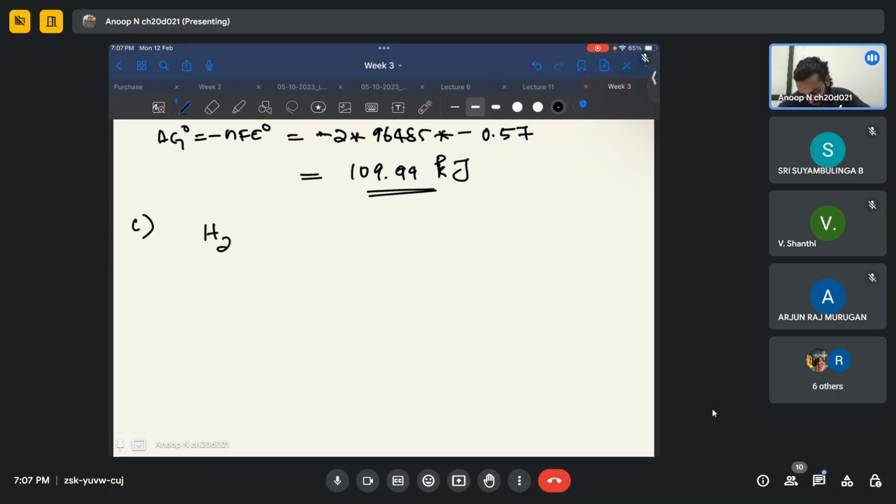So similar question. H2 plus Cu2+ is reversibly giving Cu plus 2H+. So what is anodic and what is cathodic? First, let's write that and we'll proceed to solve this problem. So what is the anodic reaction here? Which is getting oxidized.